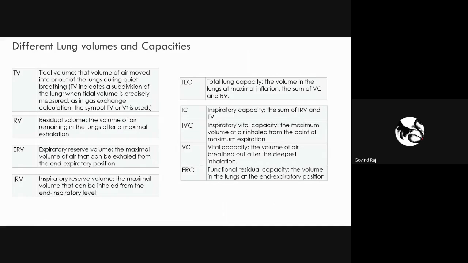So what is the difference between expiratory reserve volume and residual volume? Can anybody tell me that? Just read each one and tell me what is the difference between ERV and RV, or residual volume and expiratory reserve volume.